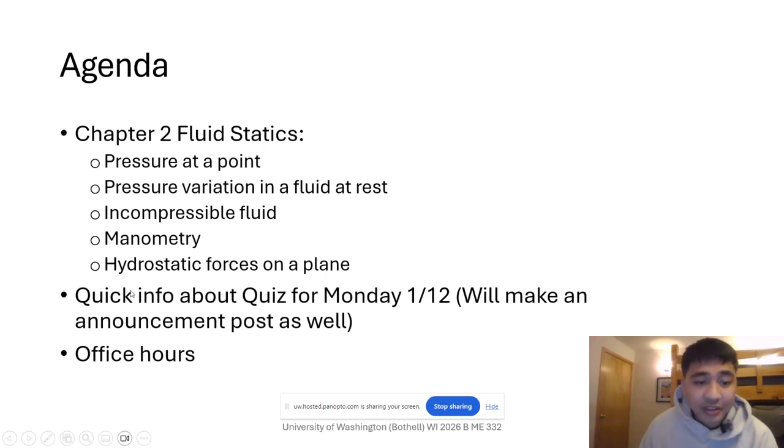And then we're going to talk about hydrostatic forces on a plane. It's basically a plate you'll see submerged underwater, and we're going to be applying some forces, or the forces and the pressure is going to be coming from the fluid. And we're going to see how to analyze those and the equations we're going to use for problems.